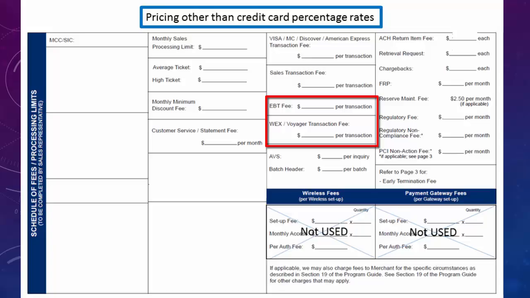Let me talk first about EBT. EBT is a government food stamp program. It's essentially an electronic benefits. If the merchant already has one of these programs established, we can move it and reprogram it to our terminals.